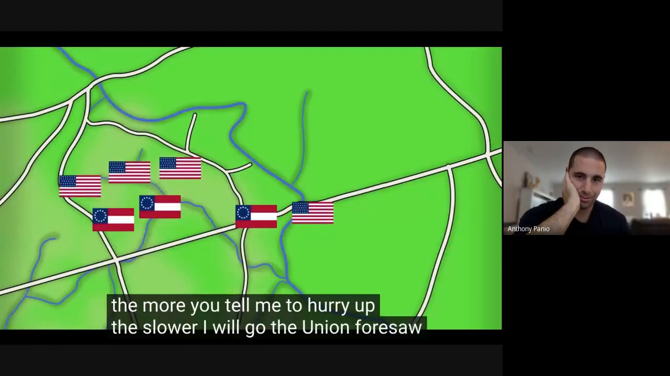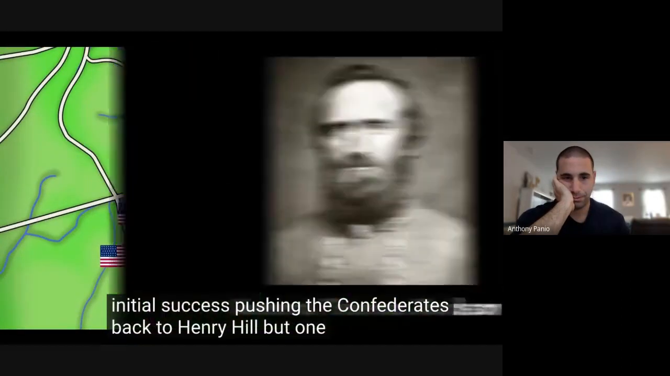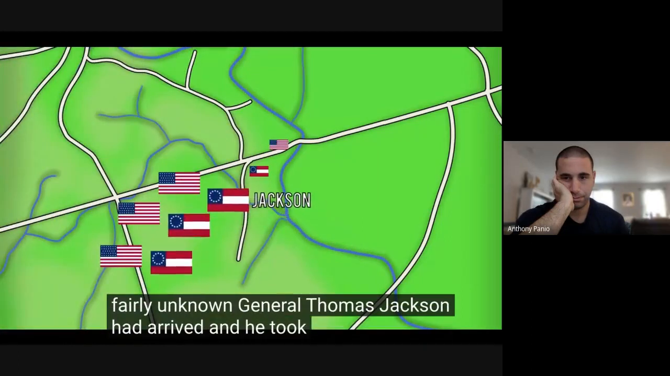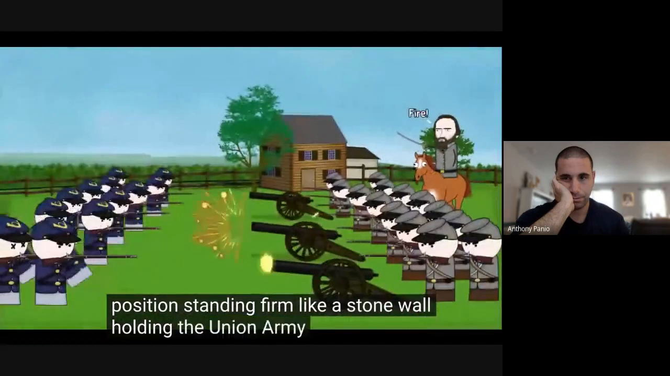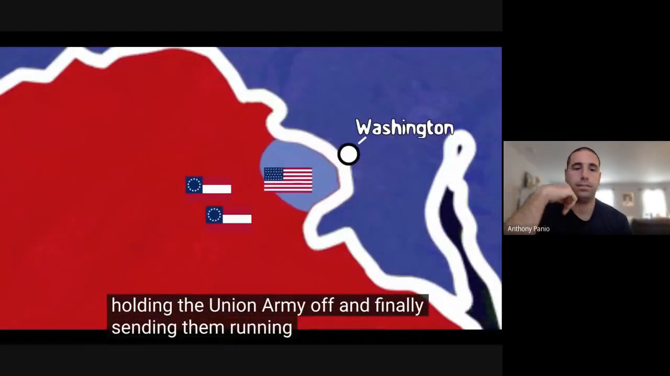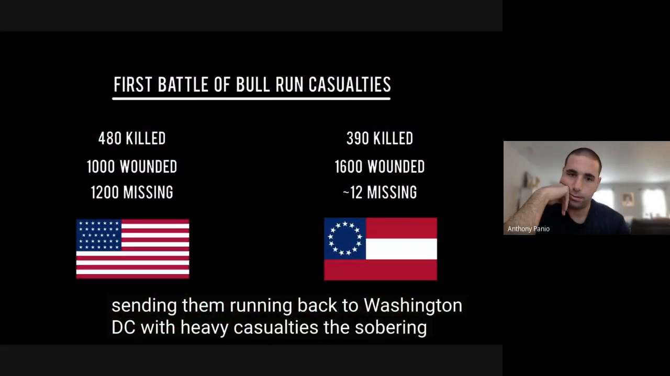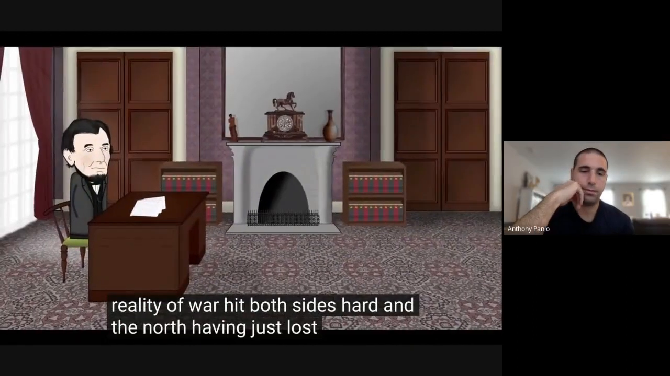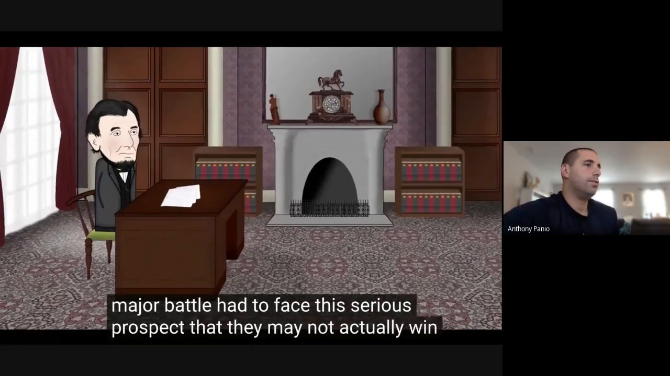The Union force saw initial success pushing the Confederates back to Henry Hill, but one as of yet fairly unknown General, Thomas Jackson, had arrived, and he took a defensive position, standing firm like a stone wall, holding the Union army off, and finally sending them running back to Washington, D.C. With heavy casualties, the sobering reality of war hit both sides hard, and the North, having just lost the first major battle, had to face the serious prospect that they may not actually win this war.